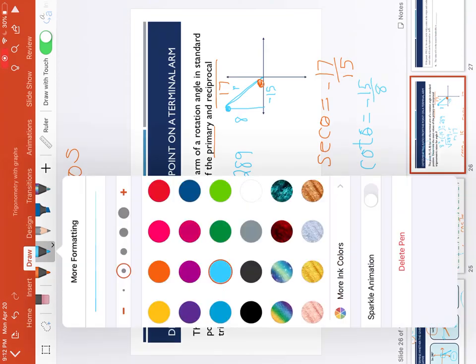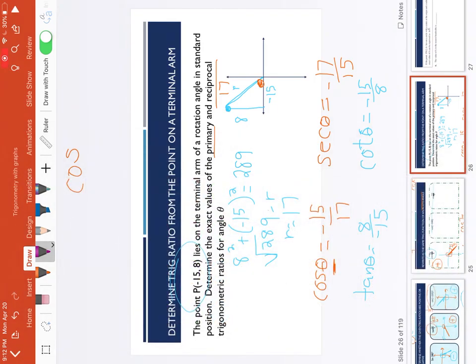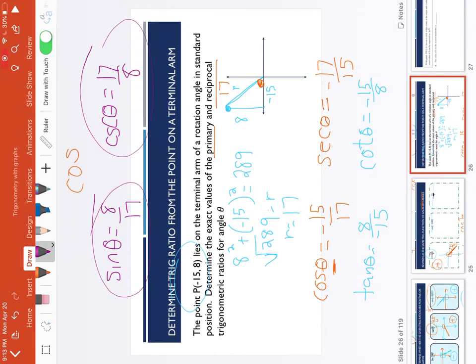Great, and last one. Okay, we're going to do sine, and I'm running out of room, so I'm going to write it up here. So sine theta is opposite, which is 8 over hypotenuse, which is 17. The reciprocal ratio of sine is cosecant. Okay, and then again, I just flip that ratio. So those would be my 6 ratios there.